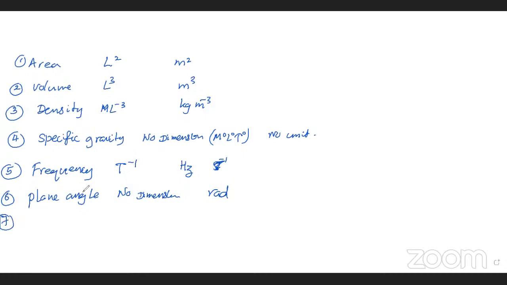Seventh one, the velocity. Its dimensional formula is LT^-1. It is the displacement divided by the time. So its unit is meters per second. The speed is the same as the velocity. The only difference is that velocity is a vector and speed is a scalar quantity. So its units and dimensions are the same as the velocity.